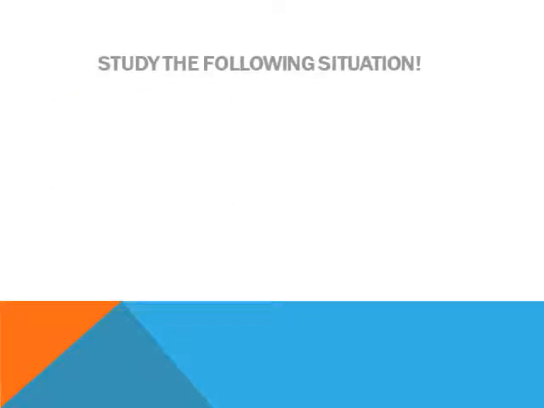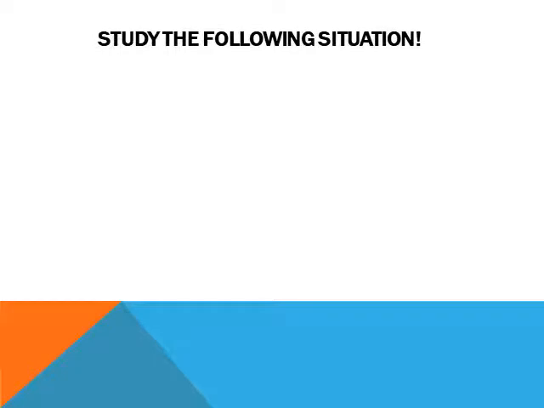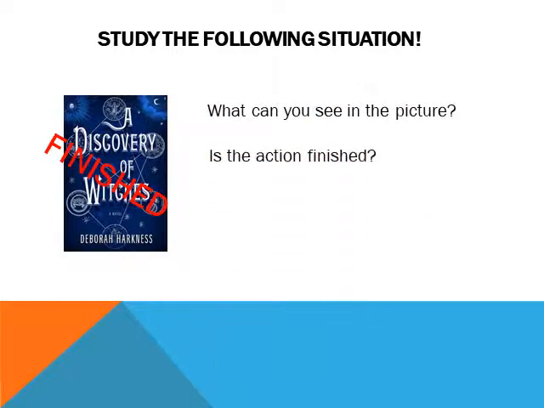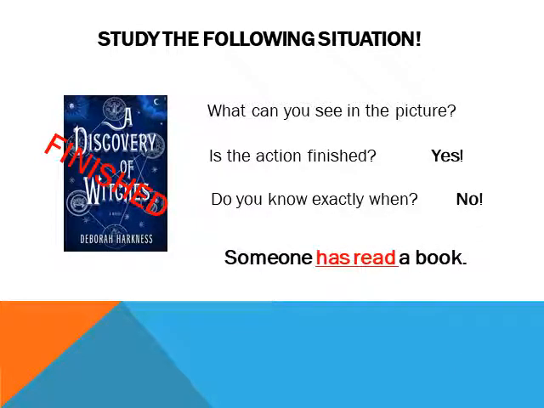Okay. Now study the following situation as well. What do we have here? What can you see in this picture? A book, a cover of a book, yes. Finished, okay. Is the action finished? Like, have you finished reading the book? Yes. Do you know exactly when you finished the book? No. So we say someone has read a book.